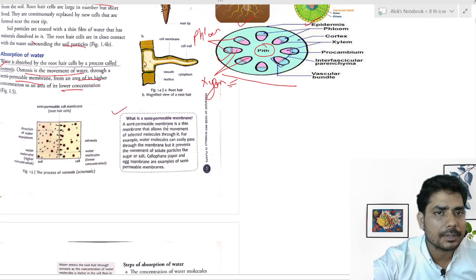Okay, what is a semi-permeable membrane? A semi-permeable membrane is a thin membrane that allows the movement of selected molecules, such as water molecules can easily pass through them, but solutes do not pass through easily, such as sugar, salt, etc. Cellophane paper and egg membrane are examples of semi-permeable membrane.